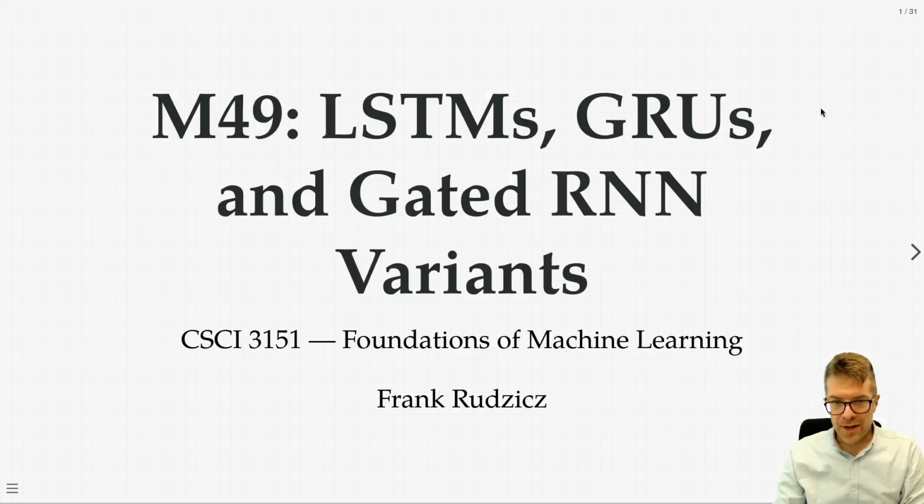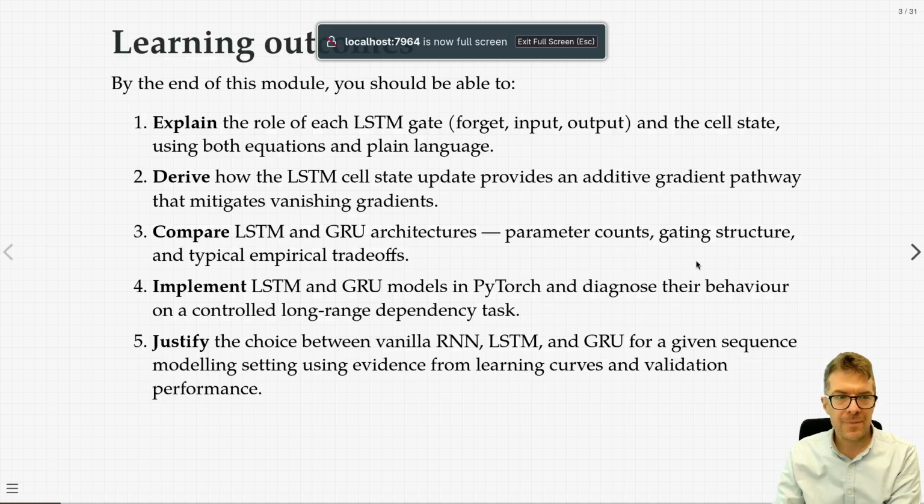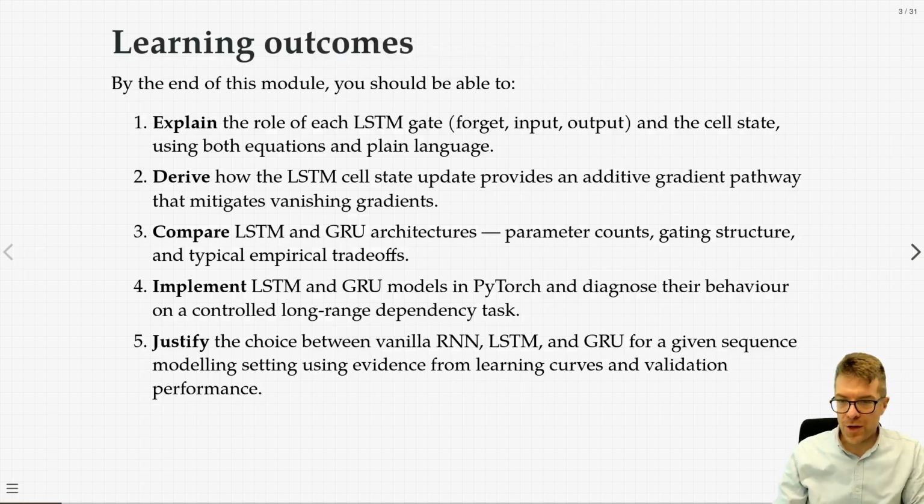Welcome to Module 49 on LSTMs (long short-term memory), GRUs (gated recurrent units), and gated RNN variants. By the end of this module, you ought to be able to explain the role of the different small components of an LSTM neural network. An LSTM is a type of RNN, but it's a little bit more complicated than what we've seen. You ought to be able to explain the role of each of the new components within it.